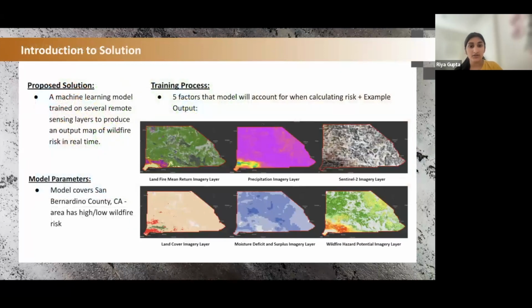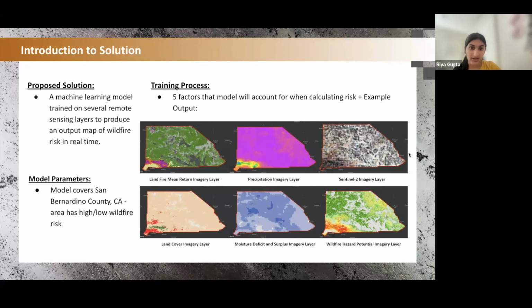So introducing our solution, we wanted to create a machine learning model that could provide real-time wildfire risk maps of the US. Our model currently covers San Bernardino County, California. We chose this area because it includes both a high risk of wildfires, as shown here, and low risk, to help us really test our model in both scenarios.